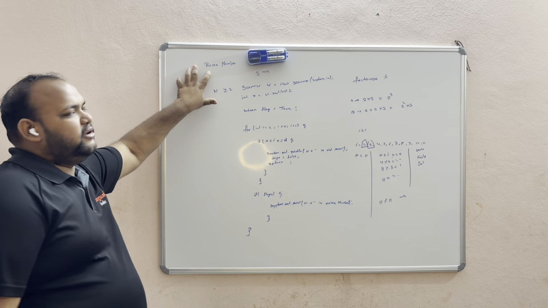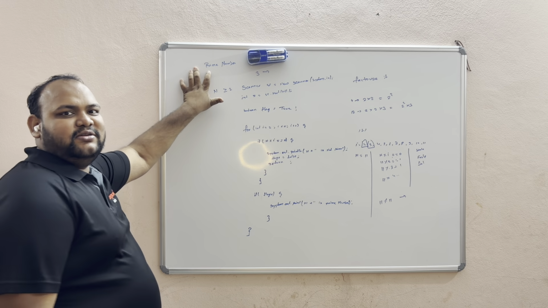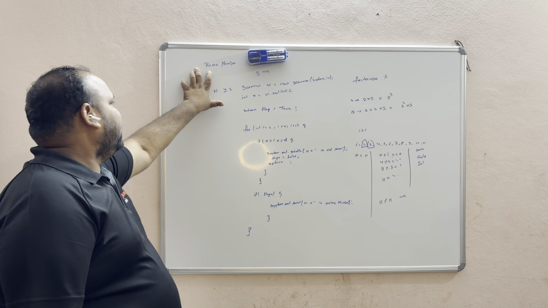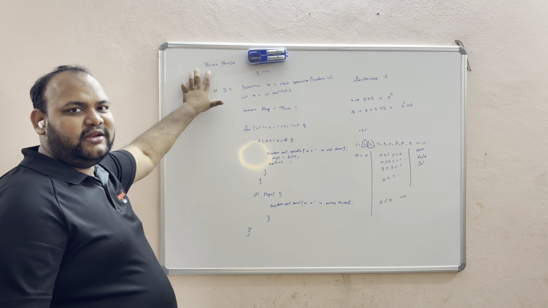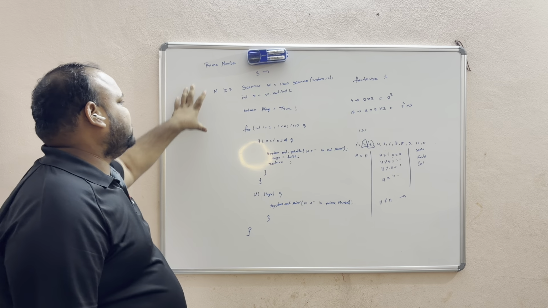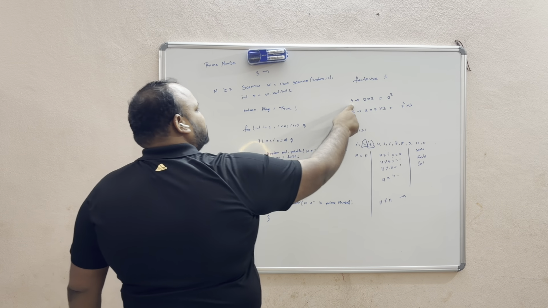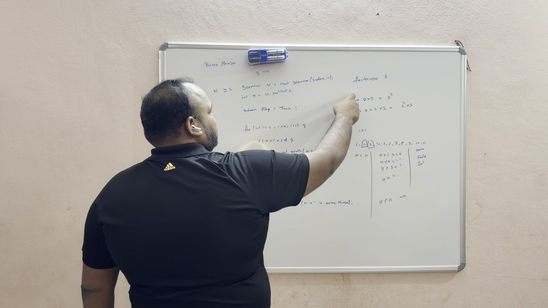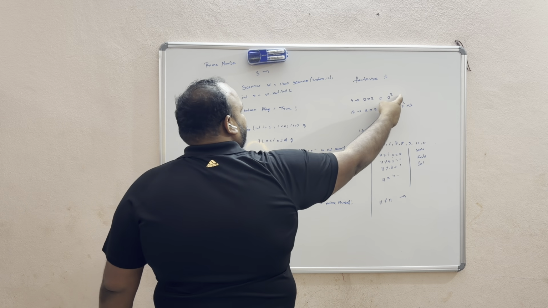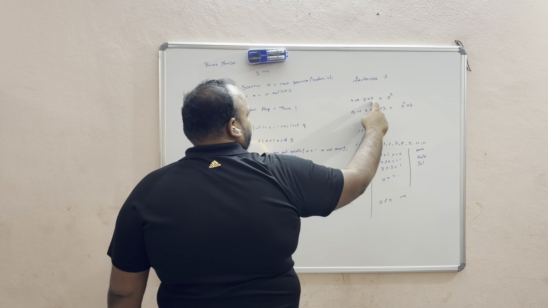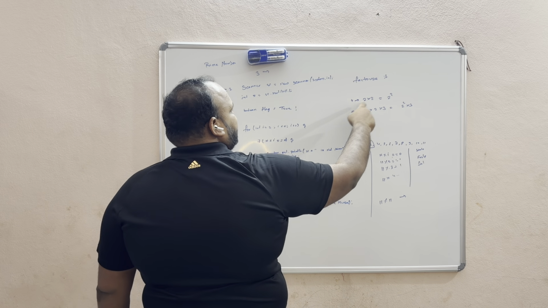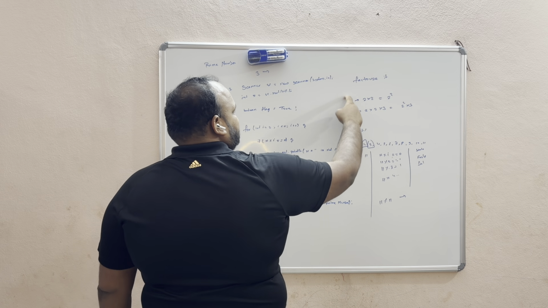So what is a prime number? A prime number is divisible by 1 and by itself only. If you do the prime factorization, other than 1 and 4, there will be no other number. But here you can see 2 into 2, so 4 is divided by 2. So this is not a prime number.